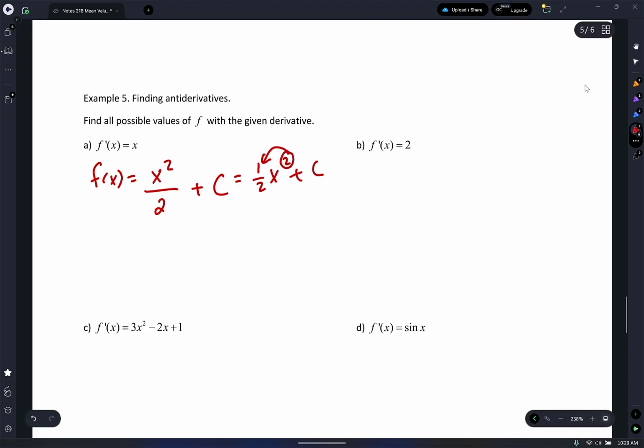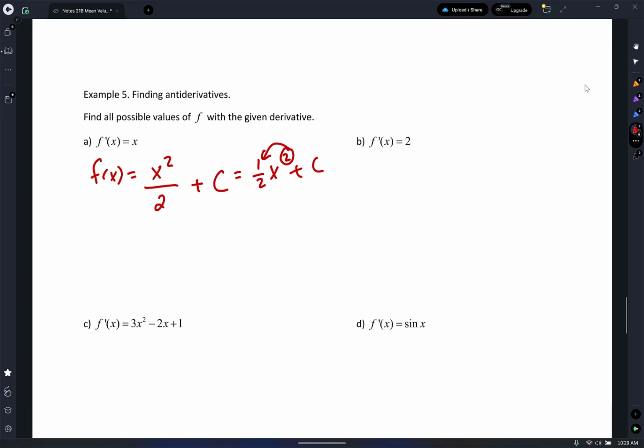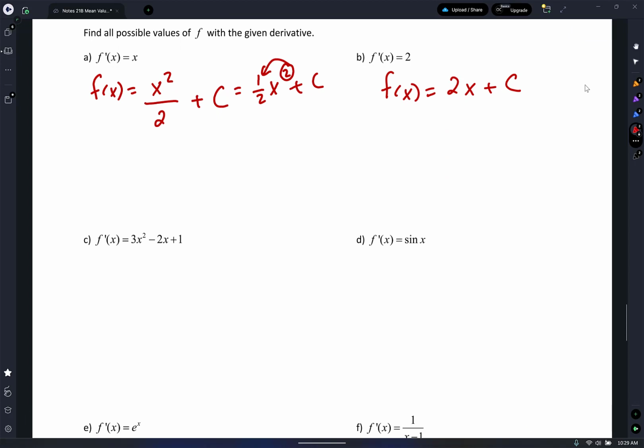All right, now let's see. Letter B, the one on the right-hand side. What is my f of x? 2x. Don't just say 2x, plus what? Plus c. Yay or nay? All right, here we go. We got a polynomial. Letter C. Don't worry, let's see if we can figure it out. F of x equals, what did I say to do? Add 1, divide. So 3x cubed divided by 3 is just x cubed minus x squared plus x plus c.